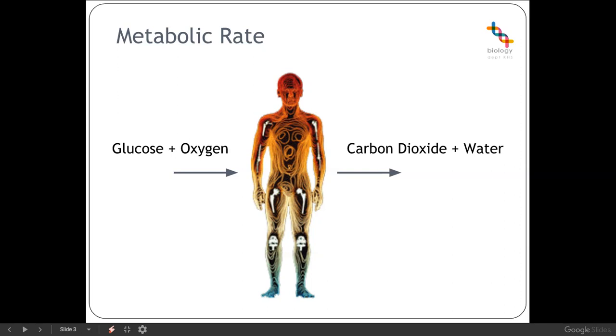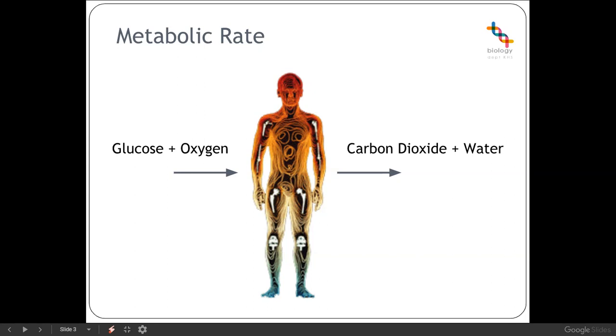So what we're looking at is glucose and oxygen being used up per unit time, or carbon dioxide, energy or water being produced per unit time. Now, glucose and water aren't all that easy to measure. How much glucose is being used up versus how much water is being produced are a bit more tricky to measure compared to oxygen or carbon dioxide. So therefore we tend to focus on the gases rather than glucose or water.